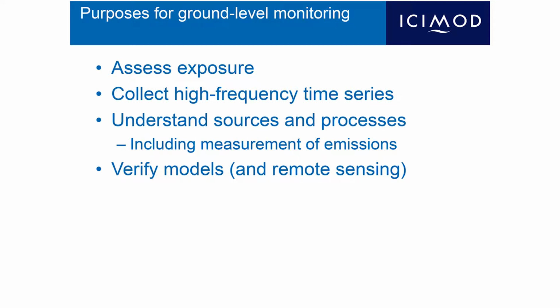One is to assess what people are exposed to, which you don't get directly from satellite measurements, for example. To collect high-frequency time series at the same location. If you have 2 satellite overpasses per day, that doesn't tell you what's happening at every hour or every minute or so. Also, ground-level data helps better understanding of what the sources of the pollution are, what the processes are. If you have a station and a big truck passes and you see the signal from the truck, and of course also verifying models and remote sensing.